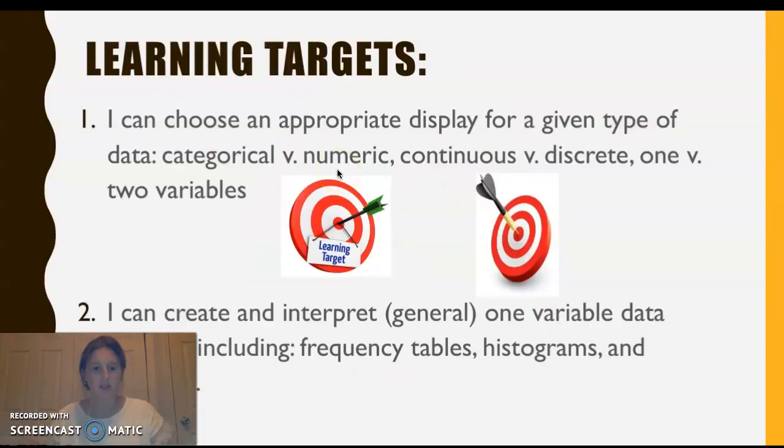This is just the breakdown of the two videos. In the first video, the learning target is that we can choose the appropriate data display given the data. For this, we need to know the different kinds of data: categorical versus numeric. Another breakdown is continuous versus discrete data, and also data that's one versus two variables. And then in the second video, we're going to be able to create and interpret these data displays, such as frequency tables, histograms, and dot plots. Okay, so those are the learning targets for the two videos.